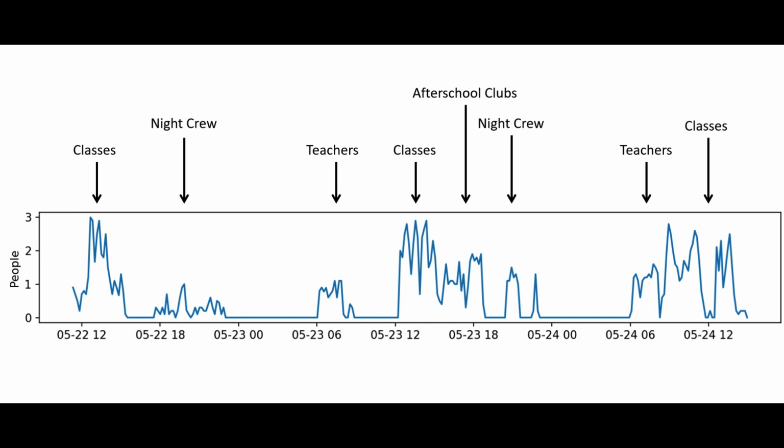As you can see, the y-axis is the number of people, and the x-axis is the date and time. I labeled what these spikes might have been. So there's things like classes, night crew, teachers, after-school clubs. And it's really interesting to see because it actually matches what was happening in that room during that time, and I can actually get a good sense of what's happening in the room.